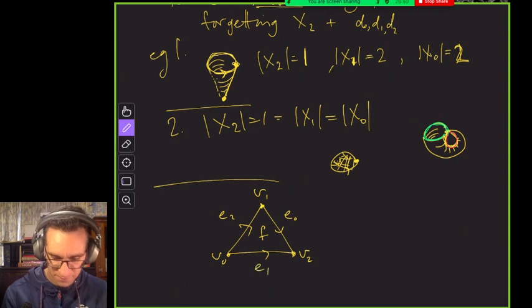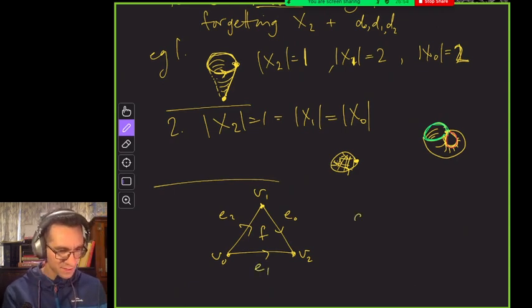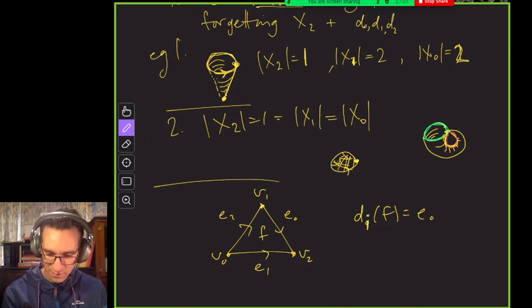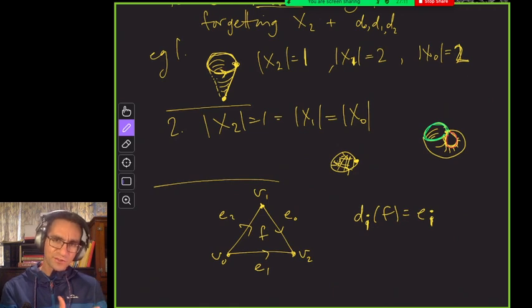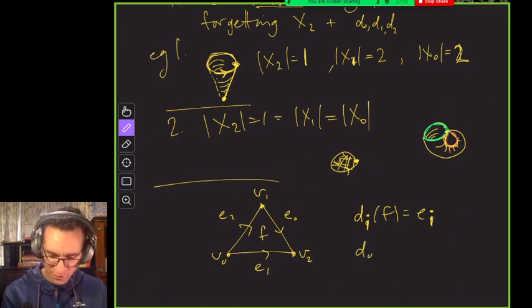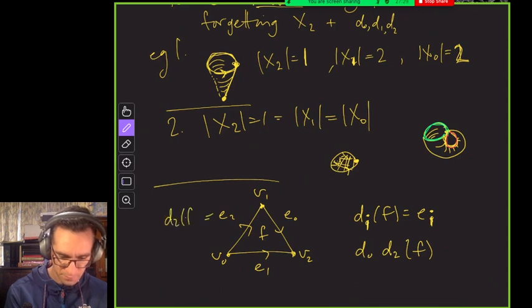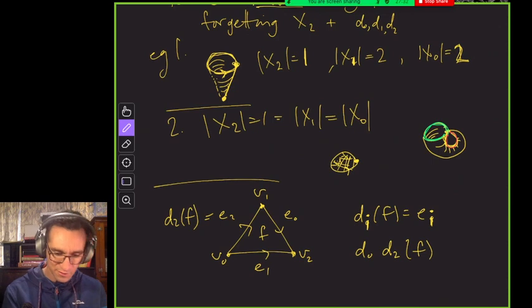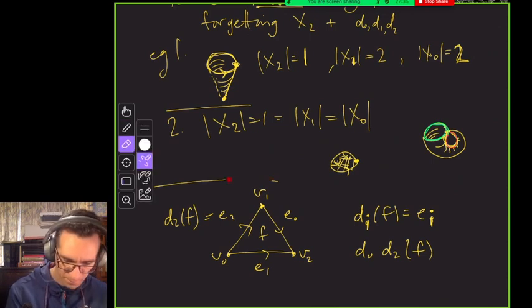E0, E1. So let me just write down explicitly, like D0 of F is E0. Actually, Di of face is Ei. And then we're treating the edges like we were for directed graphs. So D0, and I'll just check one of the identities, right? So D0 of D2 of F, right? D2 of F is E2. And then D0 of E2 is V1.